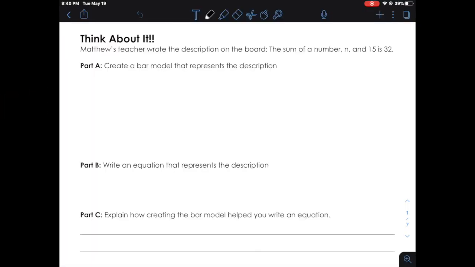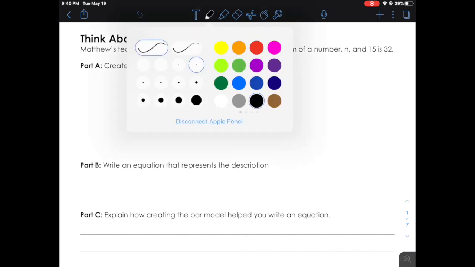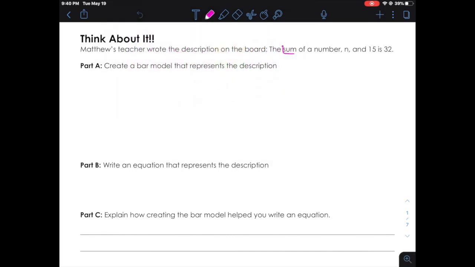Alright guys, we're back to do the think about it. So the first thing I want to do is mark up my text. It says the sum, so that means I'm adding, of a number, so that's one part, and 15, that's my other part, so these are parts, and then 32 is going to be my total. I know that 32 is my total because when I see the word is, it represents the equal sign in the equation.